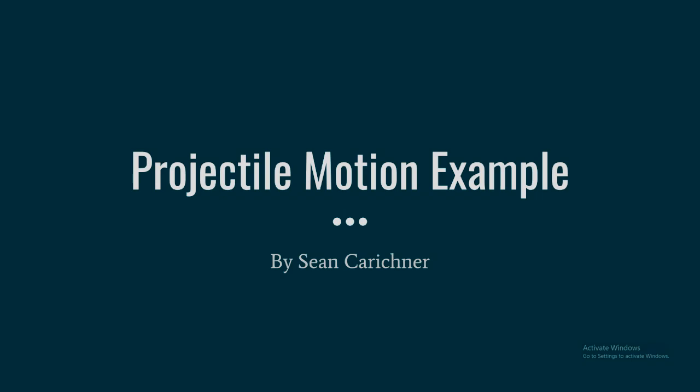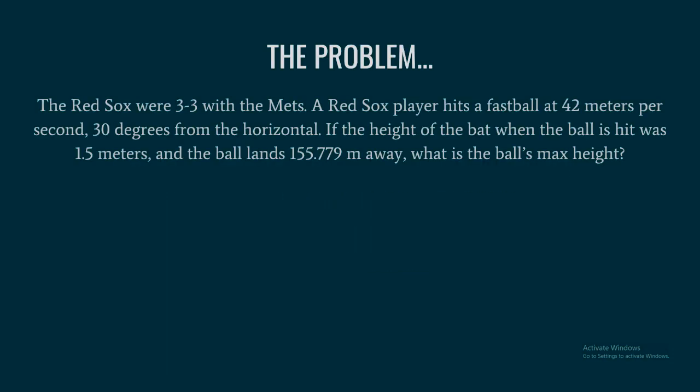Okay, this is Sean Carichner's projectile motion example. So the problem is the Red Sox were 3-3 with the Mets. A Red Sox player hits a fastball at 42 meters per second, 30 degrees from the horizontal. If the height of the bat where the ball was hit is 1.5 meters and the ball lands 155.779 meters away, what is the ball's max height?